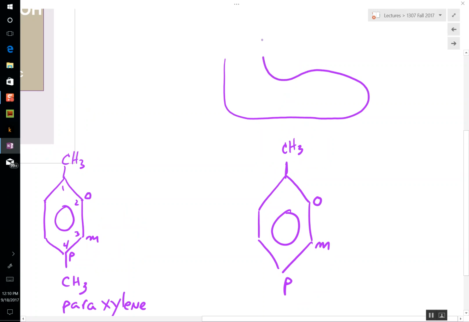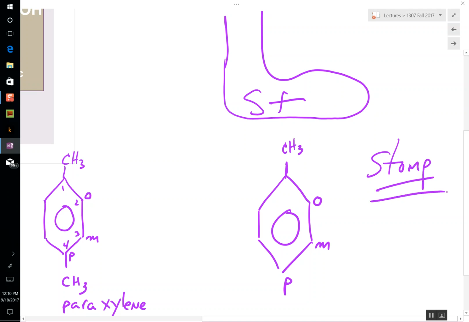This is a boot, and just think of stomp. All right, so your memory trick here is to think of the word stomp. So the ortho, meta, and para come in the OMP order. This is your carbon 2, 3, and 4 positions.